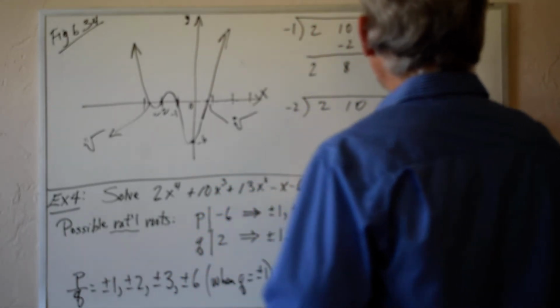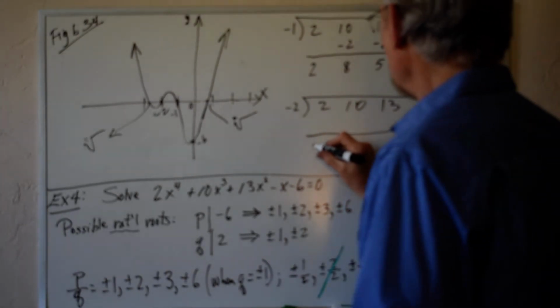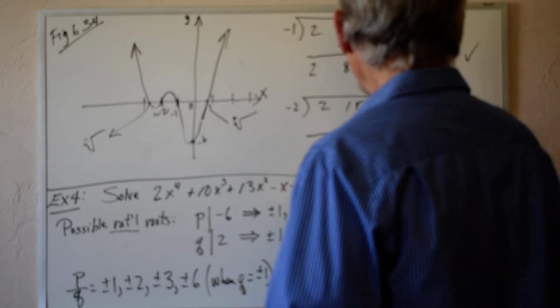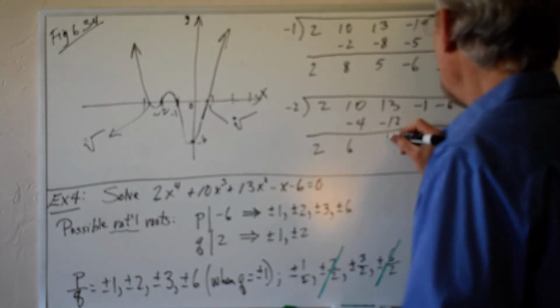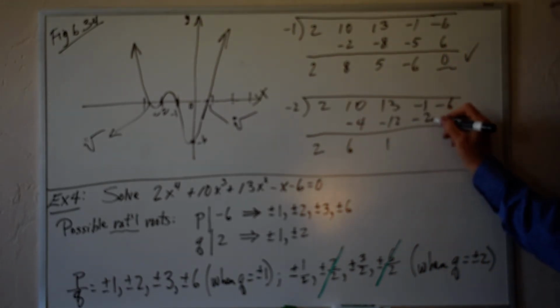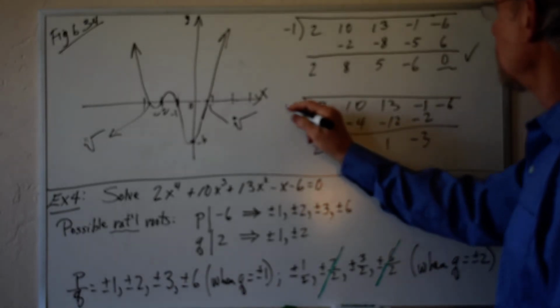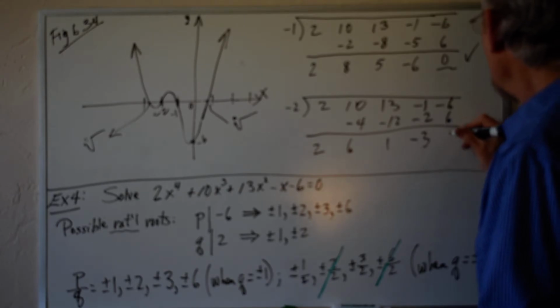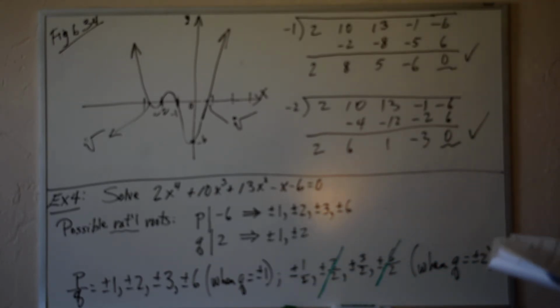So I set up that synthetic division. Bring down the 2. 2 times -2 is -4. Add them up. 6. 6 times -2 is -12. Add them up. 1. 1 times -2, -2. Add them up. -3. -3 times -2, +6. Add them up. 0. So that one checks out also.